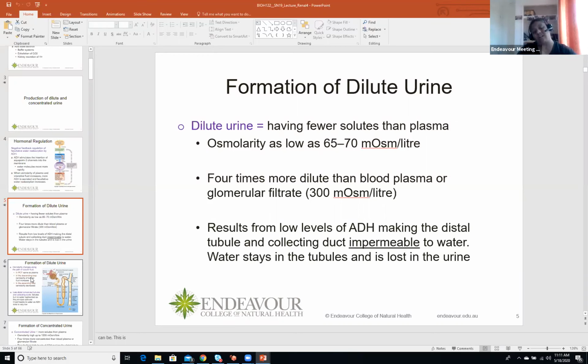Compared to that, the osmolarity of a diluted urine is almost 1/4 of that. So very, very less. So only about 65 to 70 milliosmoles per liter. So what it means is that in a diluted urine, you have very few solutes compared to the concentration of water. So you have a lot of water with very less solute. How this happens and why this happens.